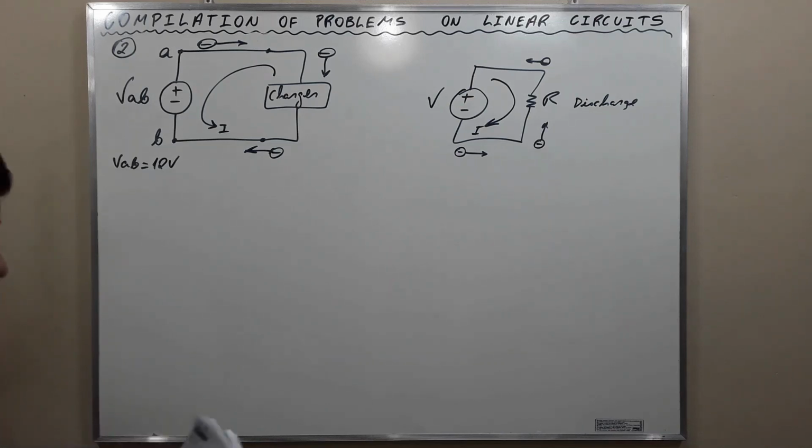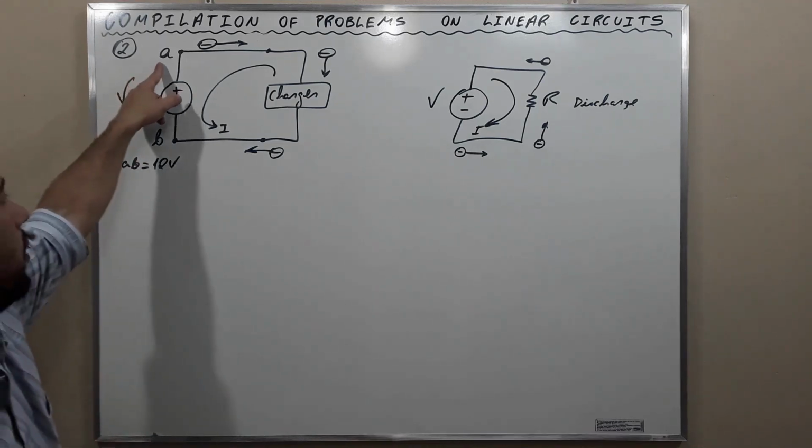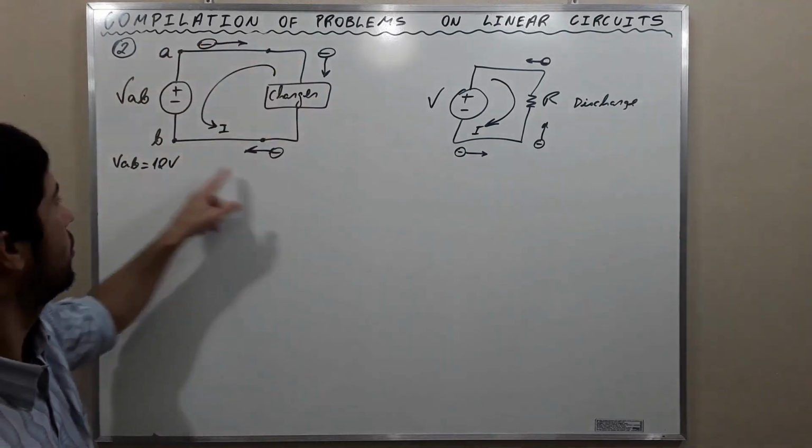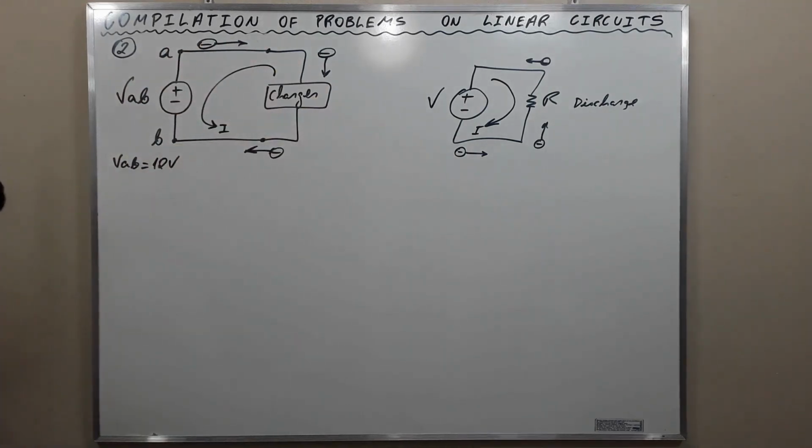Okay, my friends, then we have understood one of the questions. To increase the chemical energy stored in the battery, electrons must move from cathode to anode. That is, from terminal A to terminal B. This is the first part of the question.